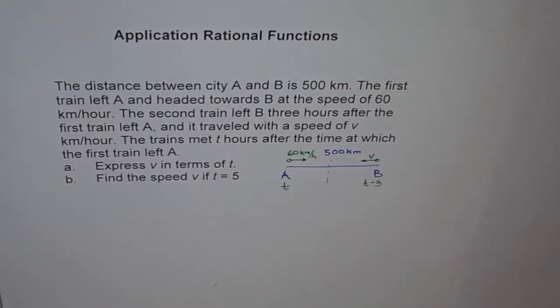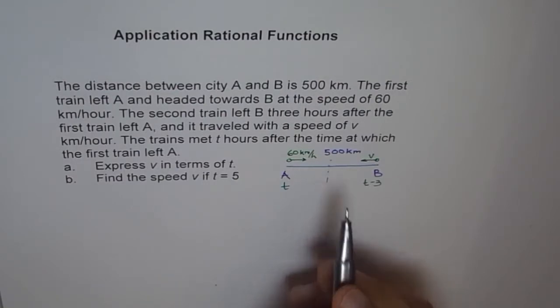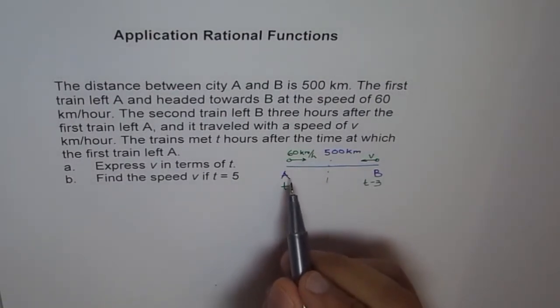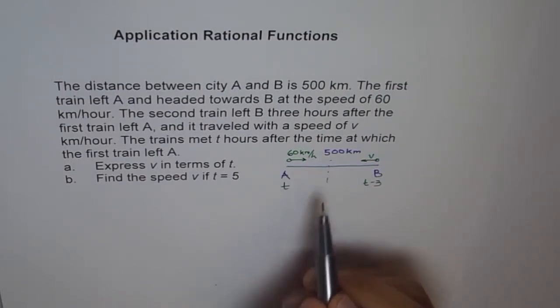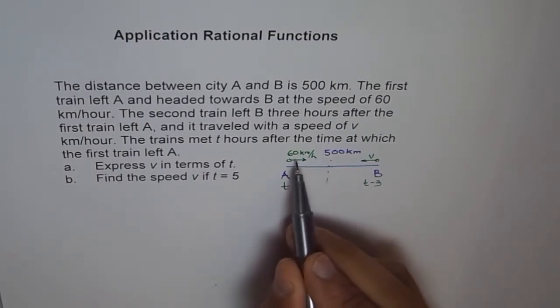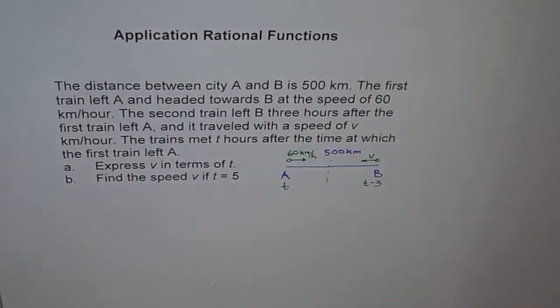Okay, so what we can do is, let's say that they meet after time t. Let us think like this. At t equals 0, this train starts. And after time t, they meet somewhere in between. So in time t, how much distance will the first train travel? It will be 60t, right?